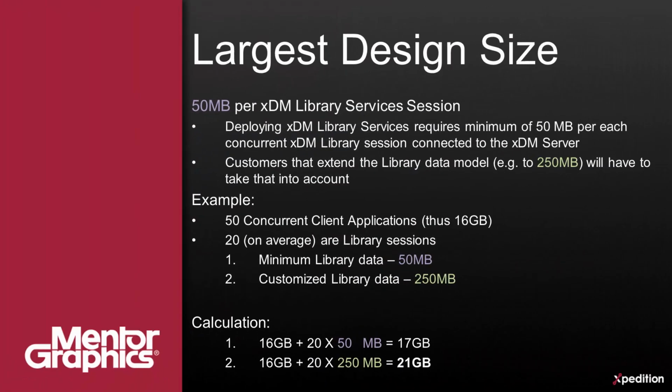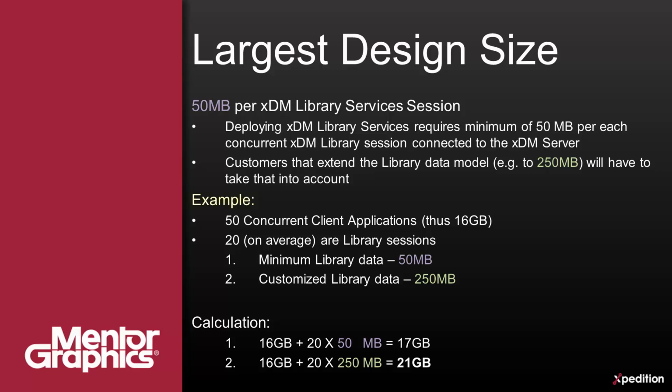In addition to the base level RAM requirements, other factors contribute to the amount of RAM necessary to support an optimal running XDM server. If the XDM library services are deployed onto the XDM server, there will be a minimum of 50 megabytes for each concurrent XDM library session connected to the XDM server. Since customers can extend the library data model, for example with new classes, catalog groups, and properties, for example up to 250 megabytes, you have to take that into account.